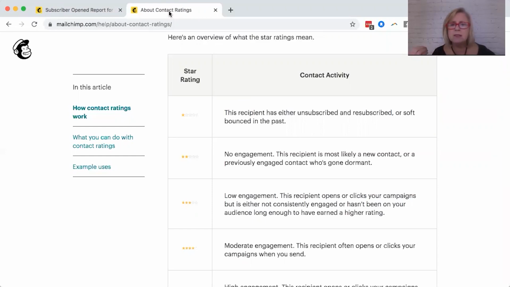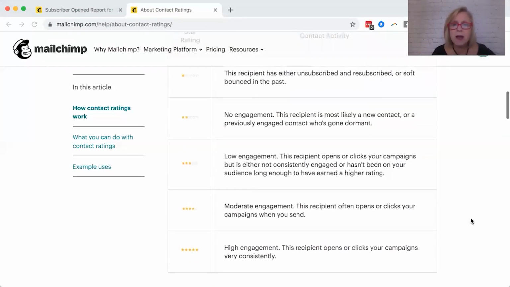And so as they stay on your list, Mailchimp ranks them or gives them a rating based on their activity and their relationship to your emails. So 1 star means this person unsubscribed and resubscribed, or they bounced in the past. And I think what they're doing here is they are trying to help you figure out who might be an ideal client for you.